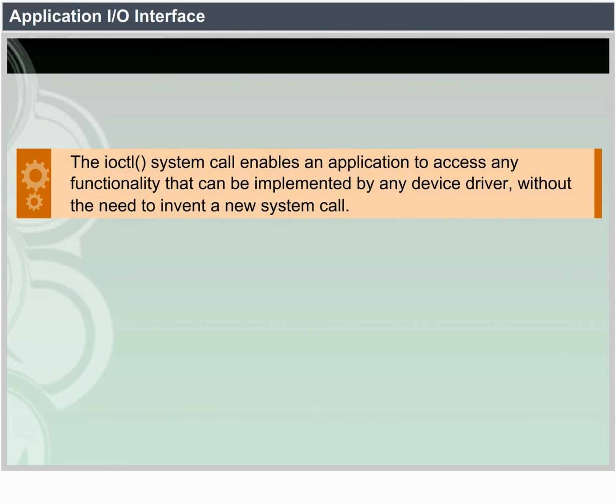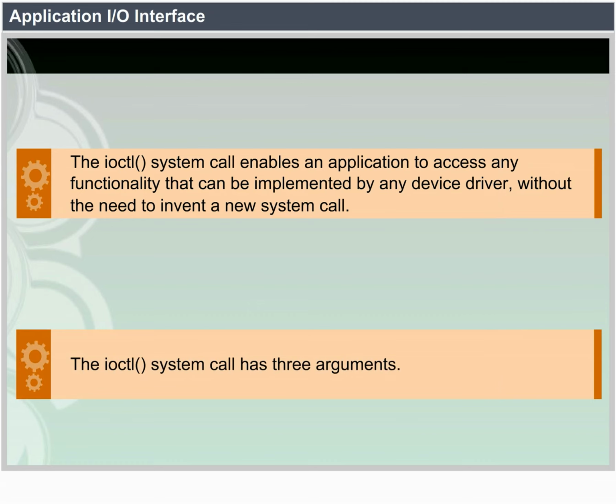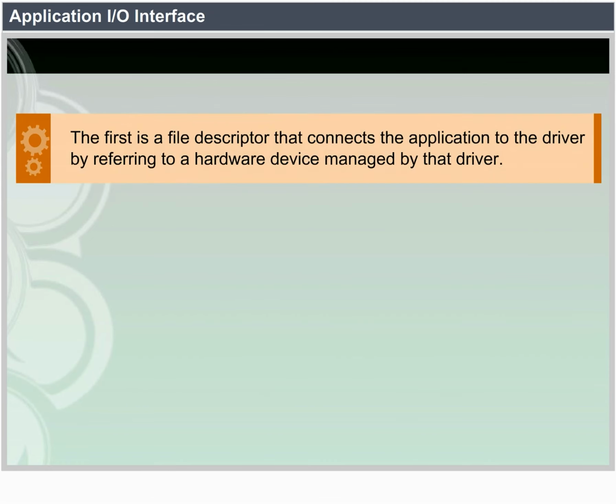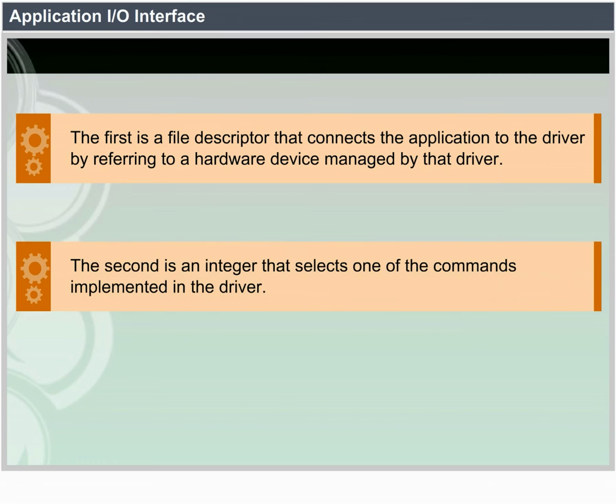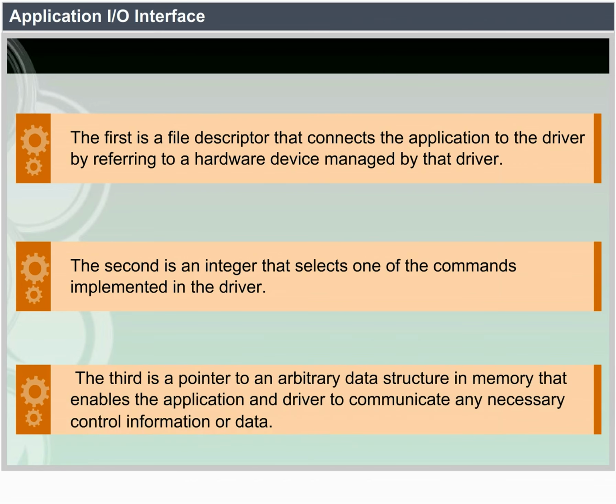The IOCTL system call enables an application to access any functionality that can be implemented by any device driver without the need to invent a new system call. The IOCTL system call has 3 arguments. The first is a file descriptor that connects the application to the driver by referring to a hardware device managed by that driver. The second is an integer that selects one of the commands implemented in the driver. The third is a pointer to an arbitrary data structure in memory that enables the application and driver to communicate any necessary control information or data.